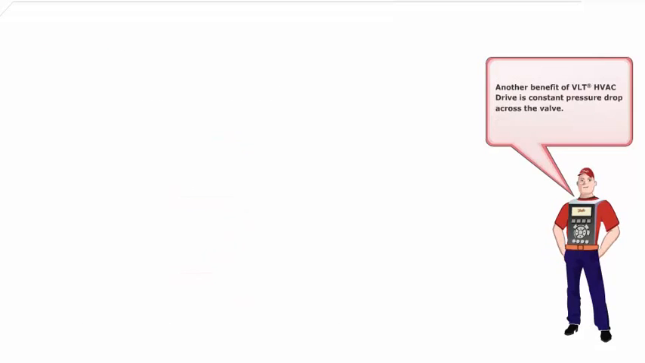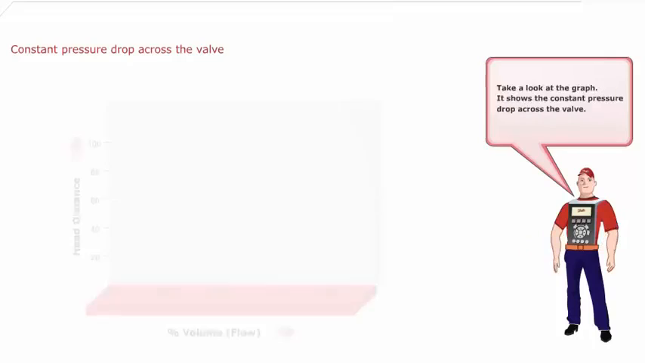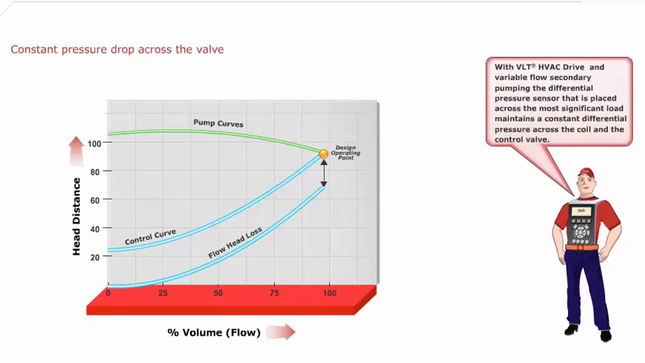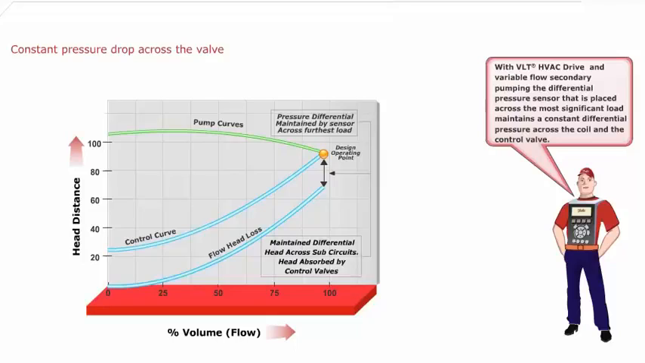Another benefit of VLT HVAC drive is constant pressure drop across the valve. Take a look at the graph. It shows the constant pressure drop across the valve. With VLT HVAC drive and variable flow secondary pumping, the differential pressure sensor that is placed across the most significant load maintains a constant differential pressure across the coil and the control valve.